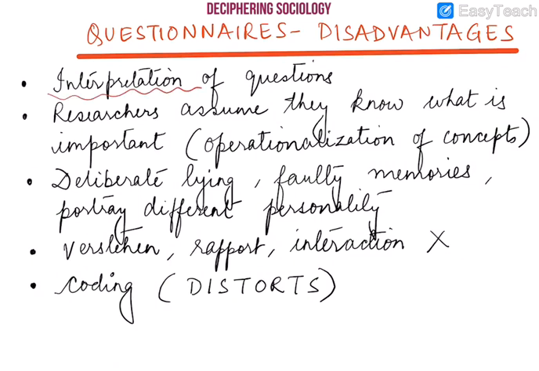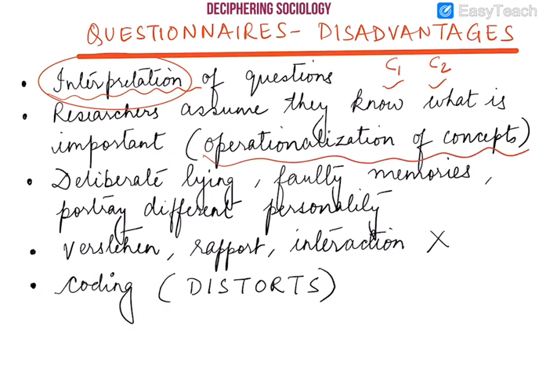But there are certain disadvantages also. First one is that how the candidate interprets those questions will differ from one person to another. Different answers may not reflect real differences between respondents. If C1 answers in a particular way and C2 answers in a particular way, it does not always mean that they are different. It may simply mean that they have interpreted the questions differently. That is why they are giving different answers.